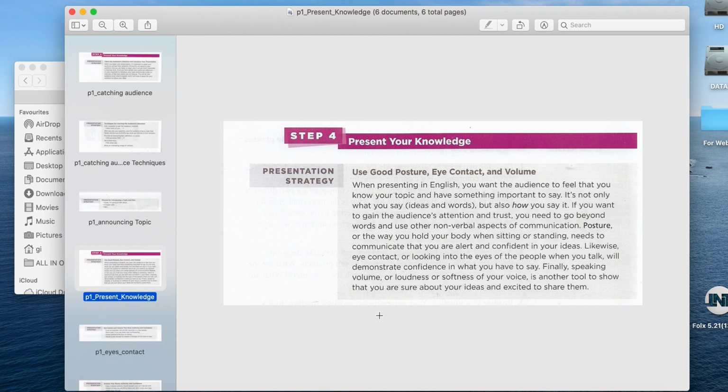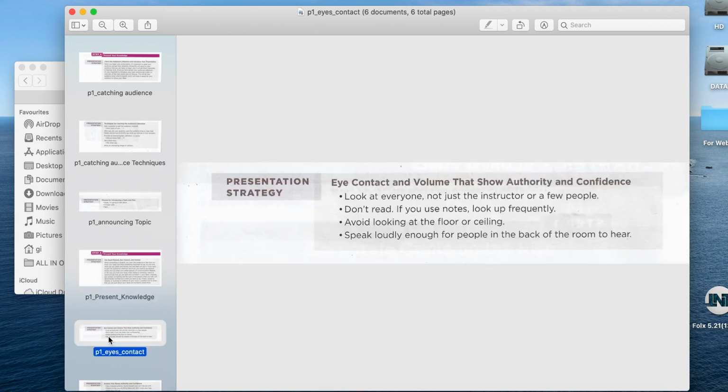Now let's continue about eye contact. How do you create eye contact? Eye contact shows authority and confidence. Look at everyone, not just the instructor or a few people. Don't just look at one person. Look at everybody in the room.